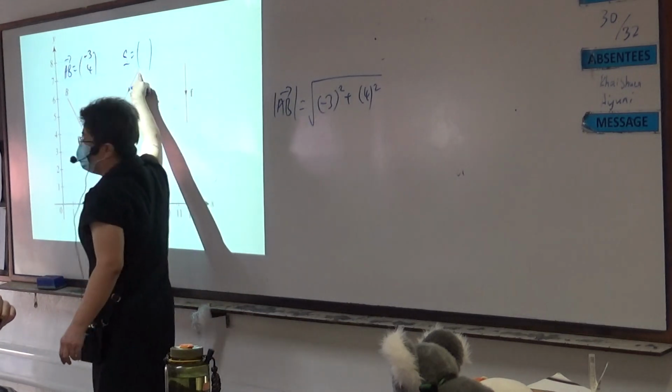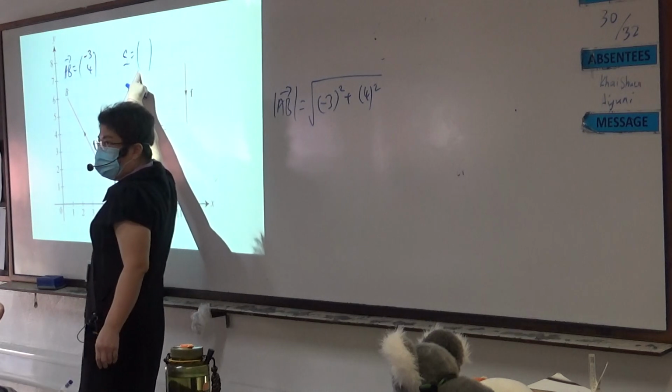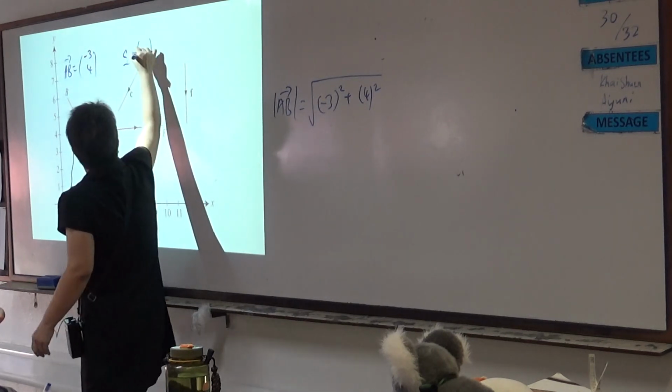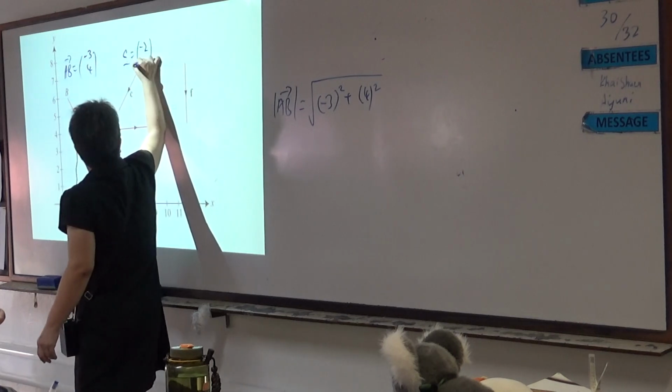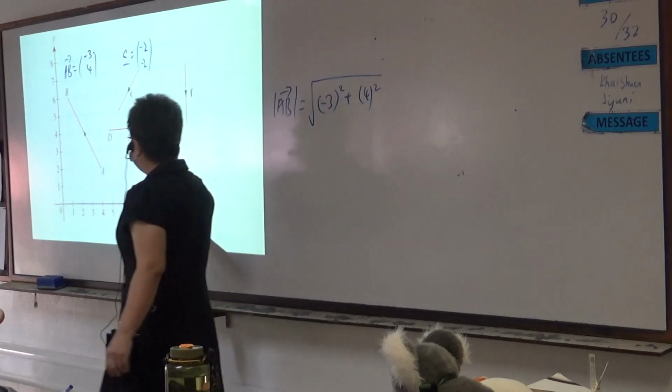Okay, now, how would I get this column vector C? You must start from the initial point. You see the arrow points this way, that means this is the initial point. So, 1, 2, 1, 2. So negative 2, negative 2. Agree?